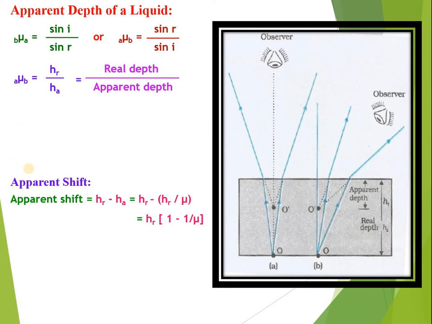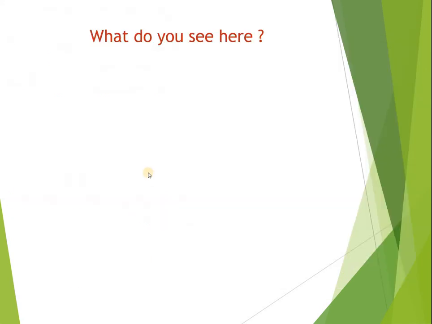And the height by which the object appears to be raised up is known as apparent shift, or you can call it normal shift. So normal shift can be written like this: h_r minus h_a, that means real depth minus apparent depth, and you can substitute the values and get this formula. So this is the formula for normal shift. Now what do you see here?